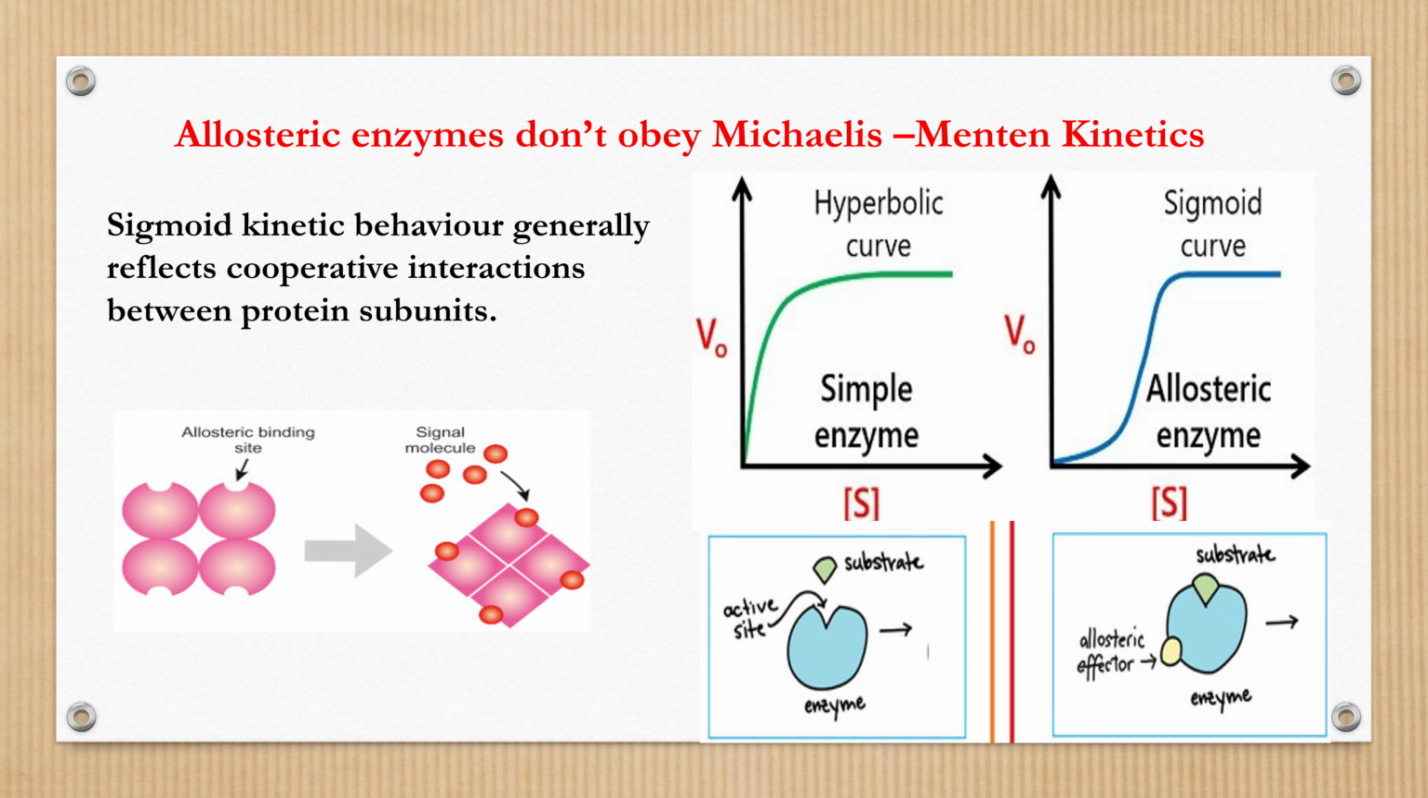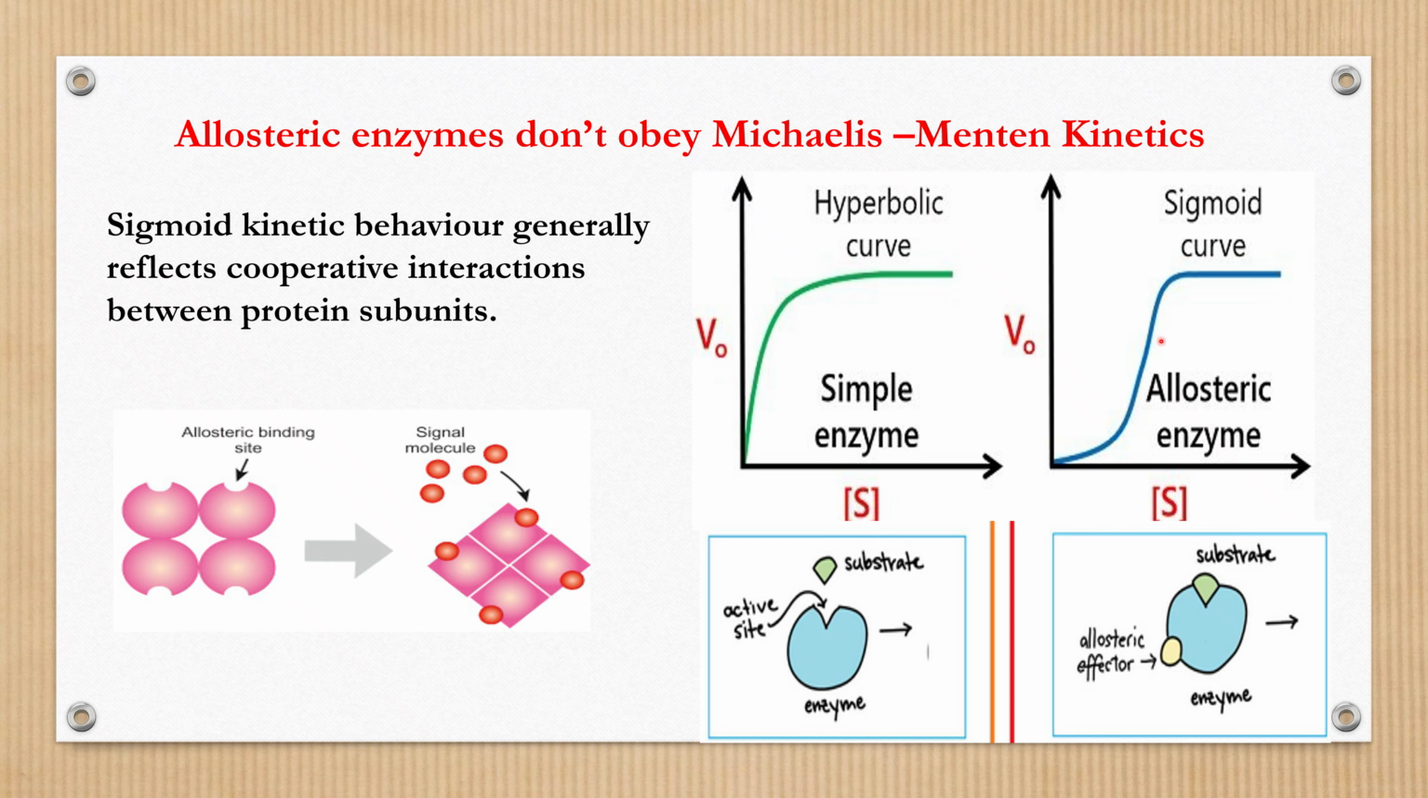Allosteric enzymes do not obey Michaelis-Menten kinetics. When you draw a graph of reaction velocity versus substrate concentration for a simple enzyme, you get a hyperbolic curve. But for an allosteric enzyme, you get a sigmoid curve. Why do you get a sigmoid curve in the case of an allosteric enzyme?